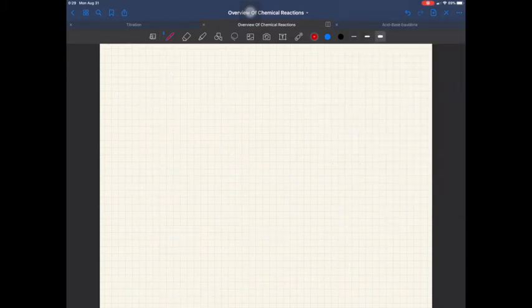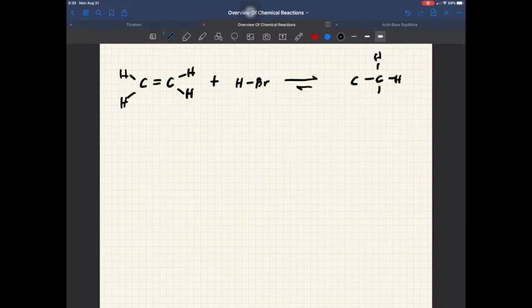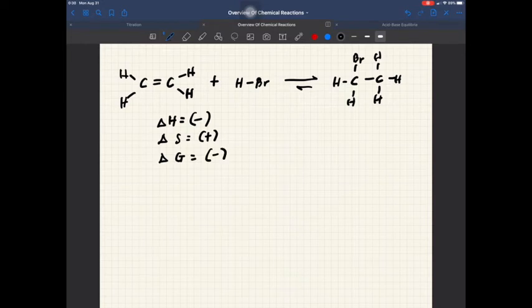In the previous reaction that I have given, electrophilic addition to alkene, our thermodynamic values are a negative delta H, a positive delta S, and a negative delta G, meaning this reaction is exothermic, results in less disorder, and is spontaneous. So in this context, our T delta S is less than delta H, which results in a negative delta G.